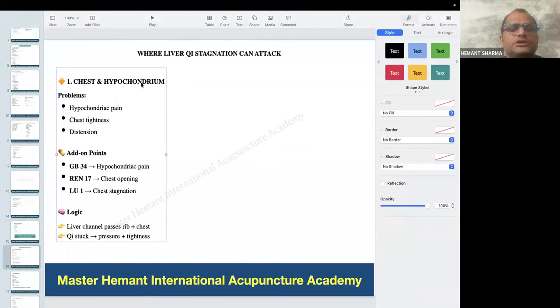Now, if the person is having a problem with the chest and hypochondria, first we give the master formula, then we'll add RAN 17. RAN 17 is the influential point of the chest, and lung 1 is the alarm point of lung. ये आपका होमवर्क भी आ जाए.